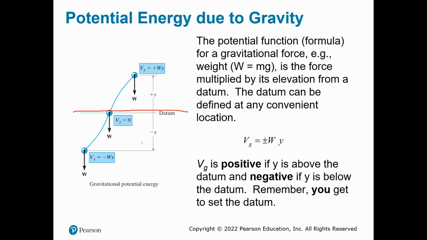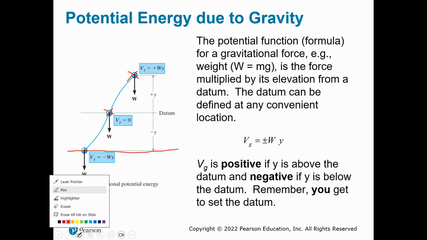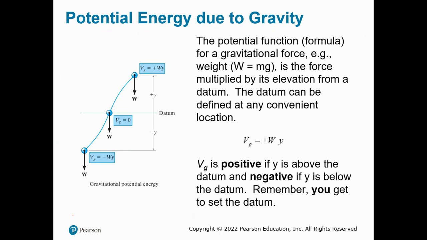Another thing is that we can always define our own datum, our own reference. What we just talked about is the middle being where you have zero potential energy. However, if we define the bottom right here as our reference point, our datum, that means over here you've got positive potential energy, and over here you've got even more positive potential energy. So keep in mind, it can be positive, it can be negative, and we can also define where the datum is.